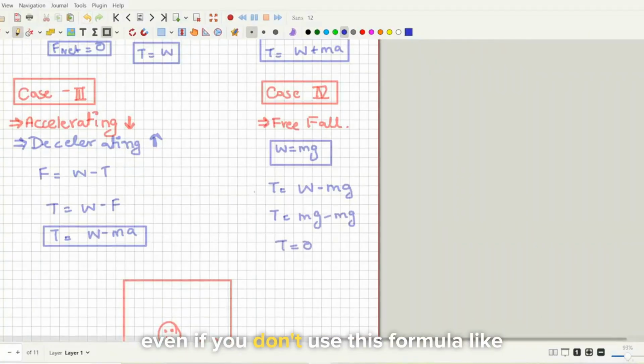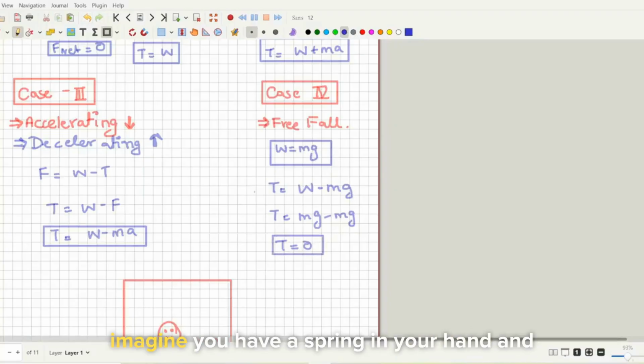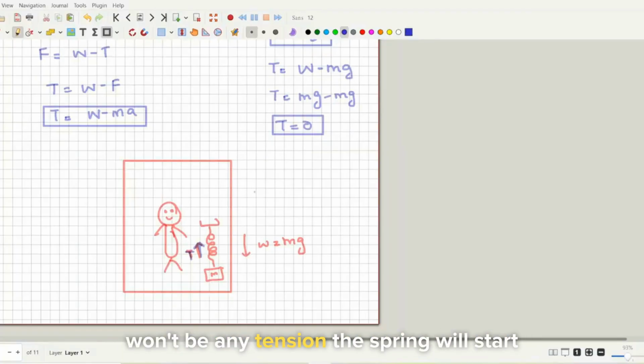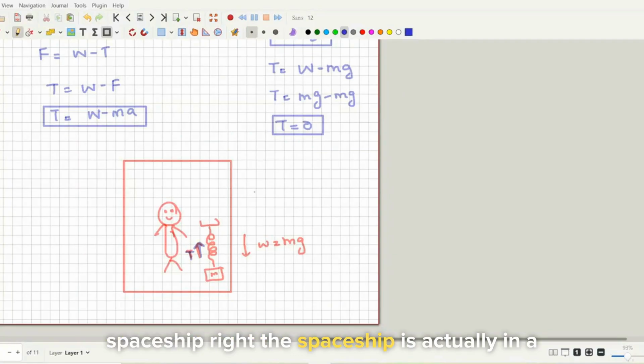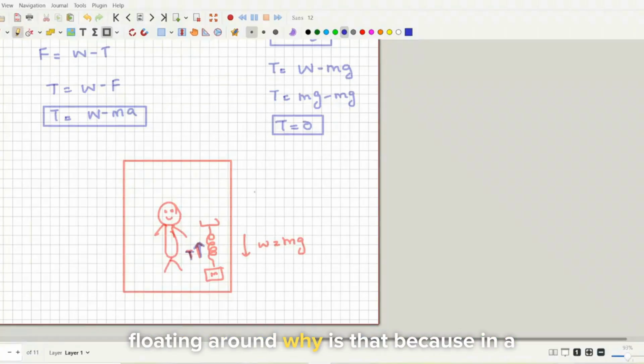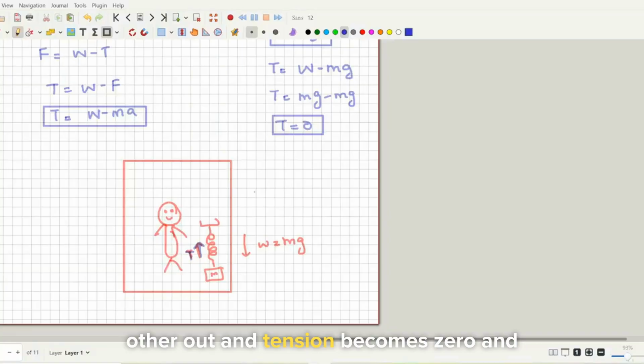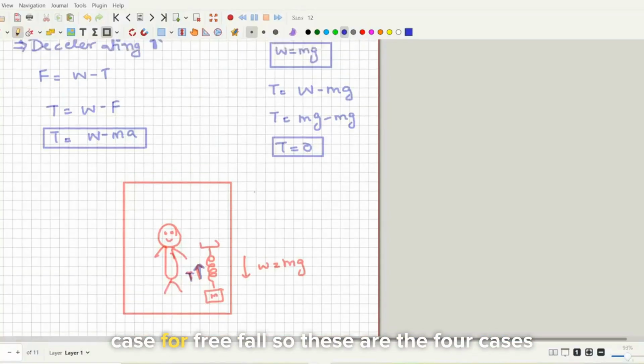Even if you don't use this formula, imagine you have a spring in your hand and you are falling under gravity, then there won't be any tension. The spring will start floating in the air, just like you are in a spaceship. The spaceship is actually in free fall, and in a spaceship everything is floating around. Why is that? Because in a spaceship the weight and force cancel each other out and tension becomes zero and everything starts floating. So this was the case for free fall.